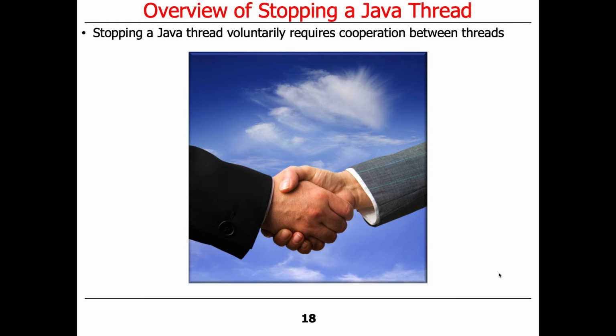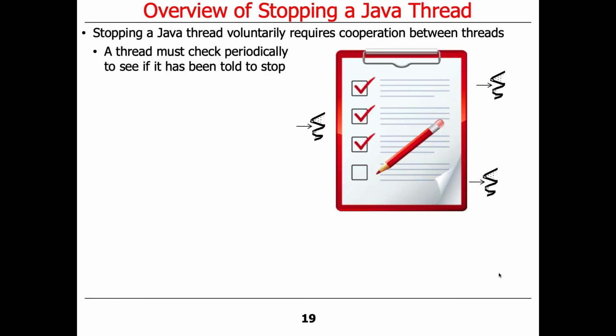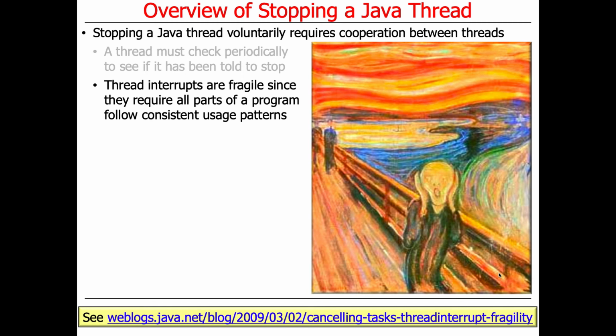Now, as you'll see, stopping a Java thread voluntarily requires cooperation between the threads. You can't make this work if one thread just says, the heck with you, I'm never going to check to see if I've been interrupted, I'm just going to keep going full speed ahead. The whole thing doesn't work. So the thread must periodically check to see if it's been told to stop. As a result, this mechanism is rather fragile because everybody has to follow certain usage patterns. We'll talk about those usage patterns shortly.